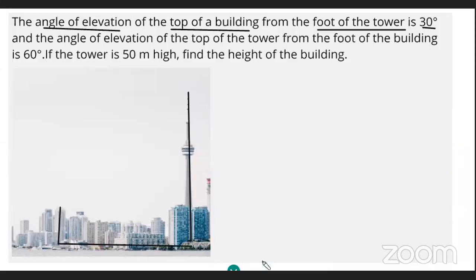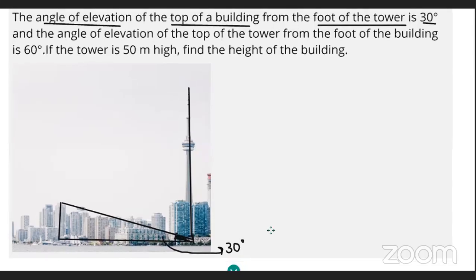Now, what we have to do? The second part of the question says that the angle of elevation of the top of the building from the foot of the tower. So a person is standing here at the foot of the tower and he's looking at the top of the building. And that angle is 30 degrees. I'll put that here. This angle. All can see this? I'll scroll a little bit up.